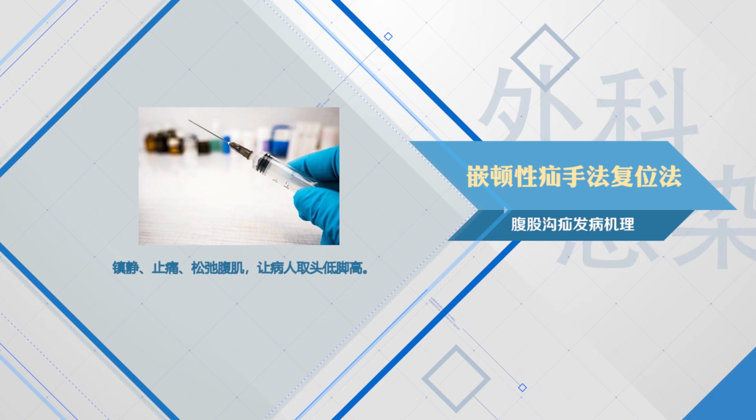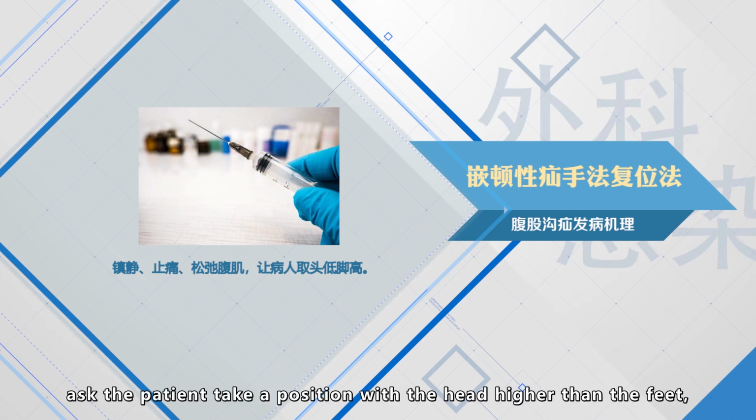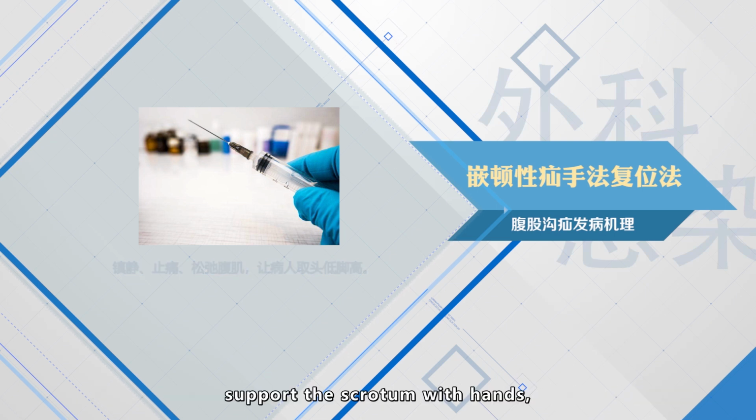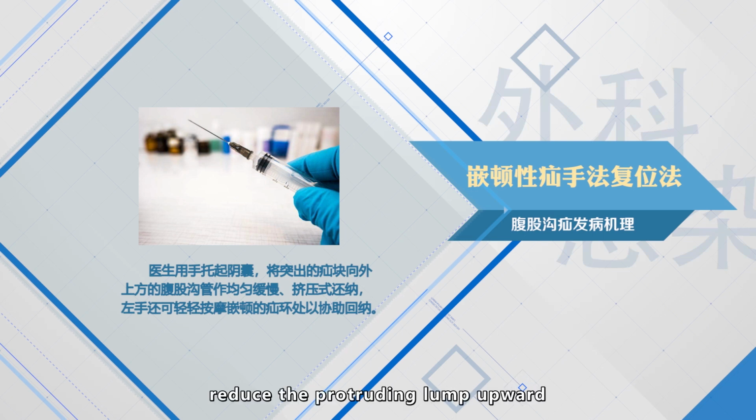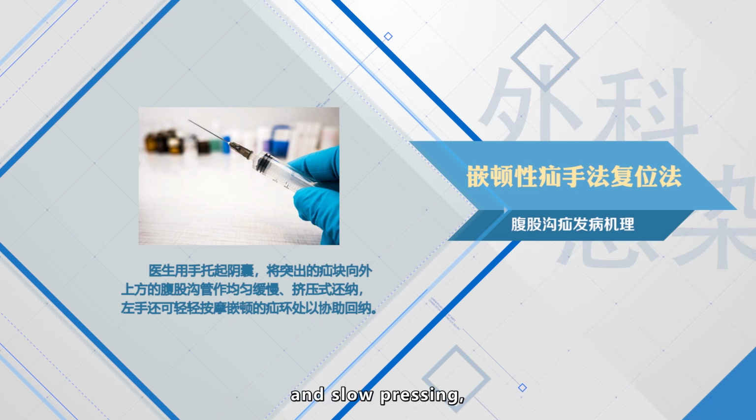Reduction method. Inject the Dolantin for sedation, relieving the pain and relaxing the abdominal muscle. Ask the patient to take a position with the head higher than the feet. Support the scrotum with hands. Reduce the protruding lump upward and outward towards the inguinal canal through uniform and slow pressing, and gently massage the incarcerated hernia ring with the left hand to assist the reduction.